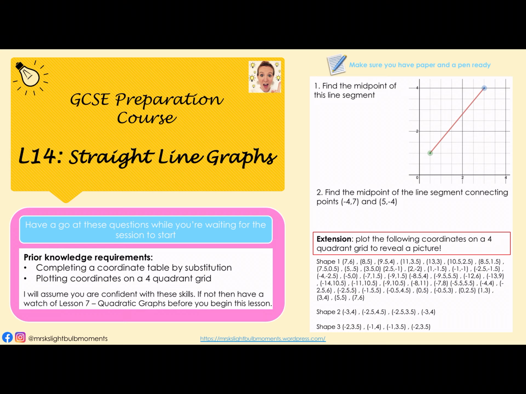I'd like to start with some midpoint questions, so they're on the right here of this slide. Have a little go at the top two. If you'd like an extension for a rainy day, then have a go at the extension there, which is revealing a picture by plotting some coordinates. Okay, I'm just going to give you 1 minute while some people are logging on and joining us to have a go at questions 1 and 2. Off you go.